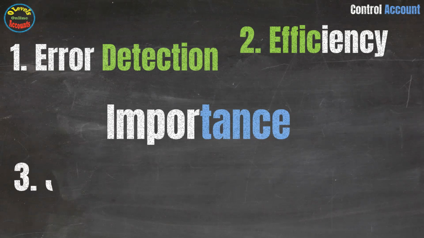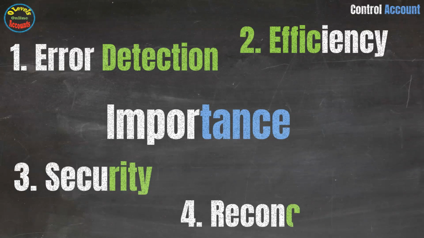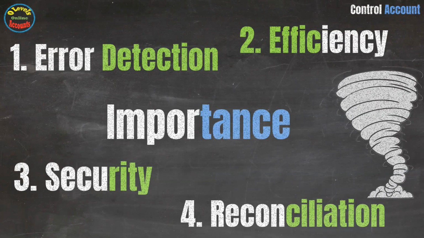The third point is security. By separating the detailed transactions from the summarized balances, the risk of fraud or manipulation is reduced. Last but not least, point is reconciliation. Control accounts make it easier to reconcile balances, ensuring that all transactions are accurately recorded. Let's discuss its principles too.